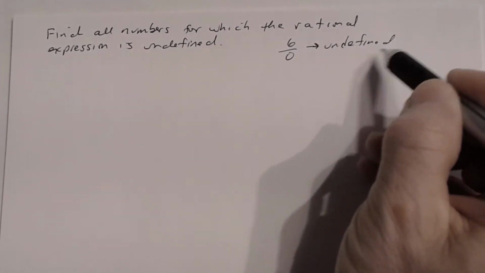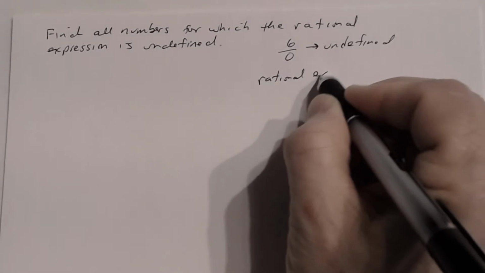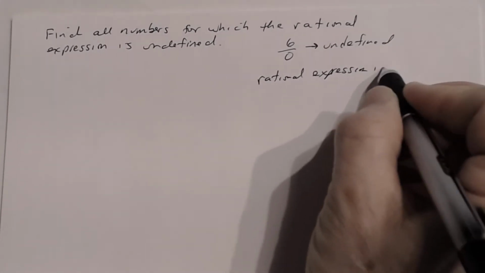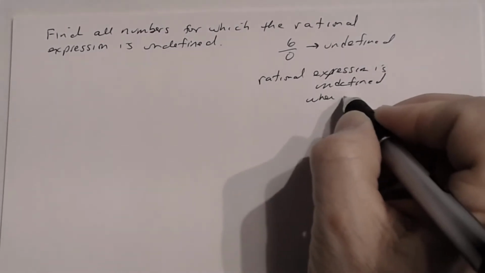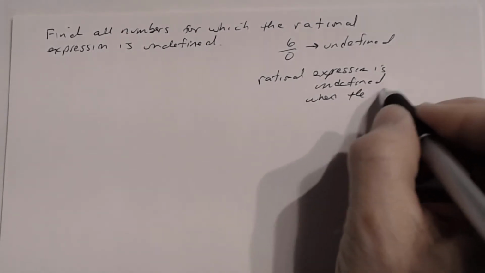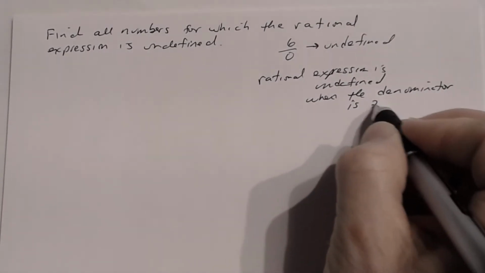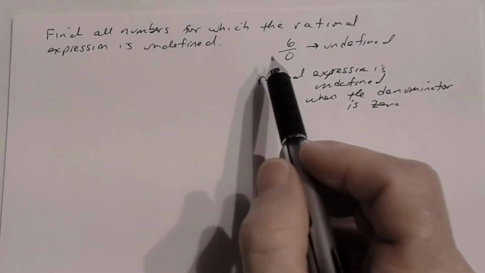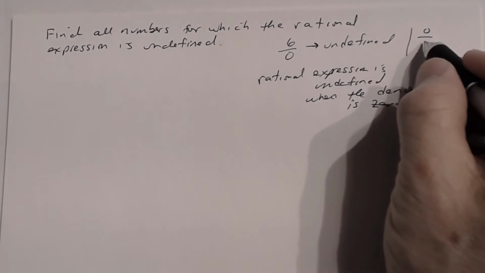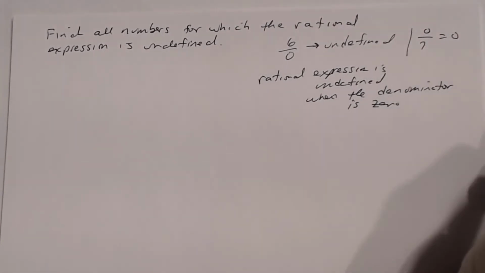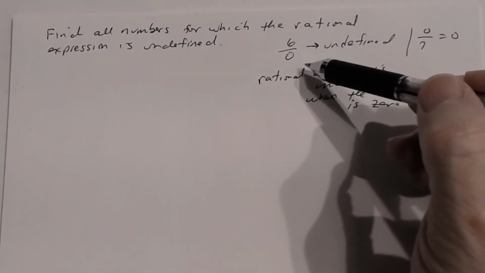So a rational expression is undefined when the denominator is 0. Okay? And it's okay for the numerator to be 0. It doesn't matter. If the numerator is 0 and the denominator, let's say, is 7, that's 0. Okay? So that's the only time a fraction is undefined, if the denominator is 0.